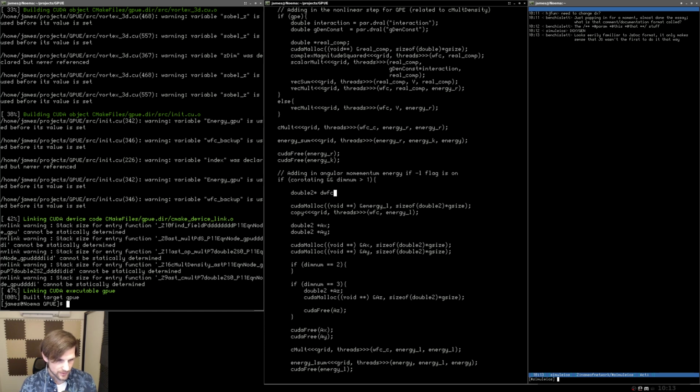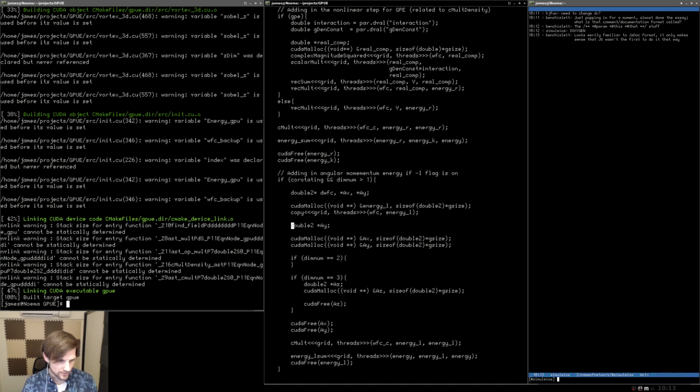So we're just going to say double 2 star here. And why not? Let's just go ahead and put all these on the same line. So let's do double 2 star, star AX and star AY, just so they're all defined on the same line. Doesn't really matter too much.